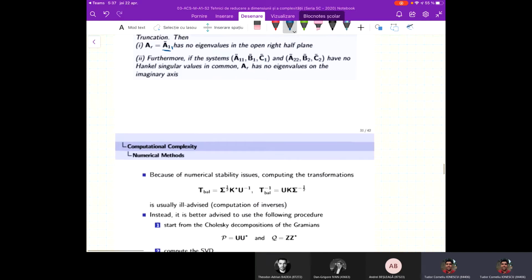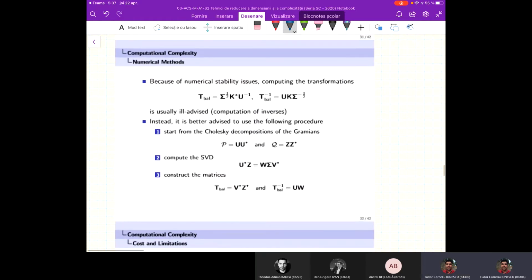Okay? All right? So now we are talking about the computational complexity of such a method. This is very relevant. What's the computational complexity? Well, numerical stability issues. The construction of the balancing transformation is usually ill-advised, or ill-posed. This is an ill-posed problem. Why? Because you need inversions of these matrices, for instance, and you know that the inversion of a matrix is not good. We all know that in numerical methods you usually avoid matrix inversions. However, there are improvements.